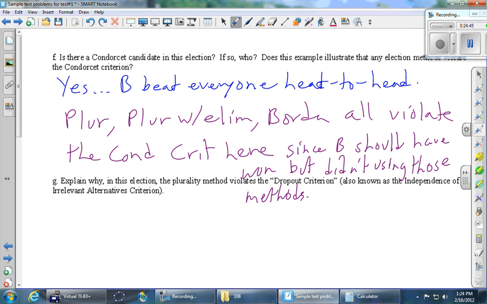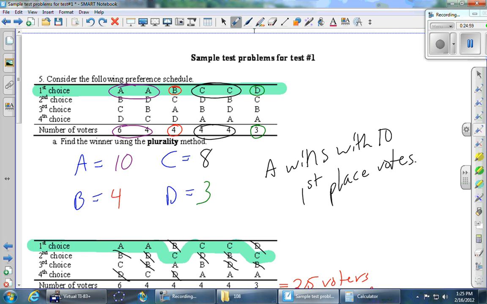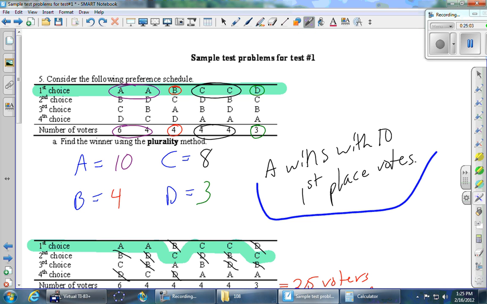Part G, explain why in this election the plurality method violates the dropout criterion, also known as the independence of irrelevant alternatives criterion. So let's go back to the plurality method, find out who the winner is. Using plurality, we discovered that the winner was A with 10 first place votes. The idea of this dropout criterion is that if one of the losing candidates decides to drop out, it shouldn't change who wins the election.